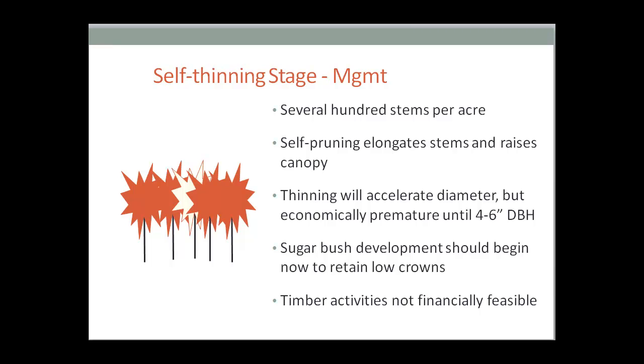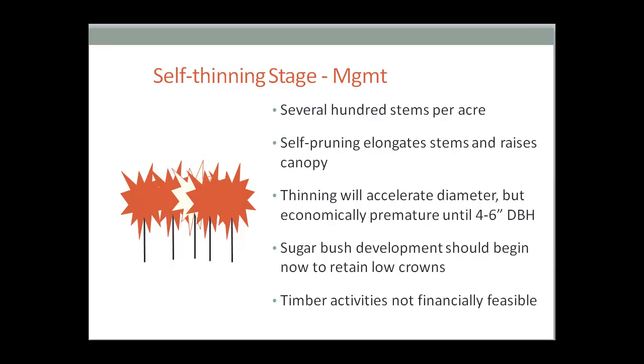It certainly is possible to go in at this point and thin, where you remove some trees so that you favor the growth of other trees, but it's going to be economically premature until the trees are probably at least 4 to 6 inches in diameter at breast height, or DBH. Even then, it's going to be a pre-commercial activity. The question is whether you can carry that cost forward until you're able to acquire some return on your investment.